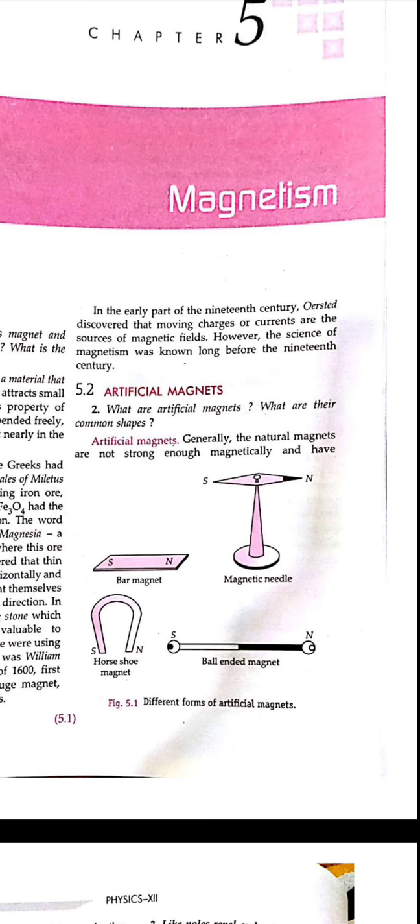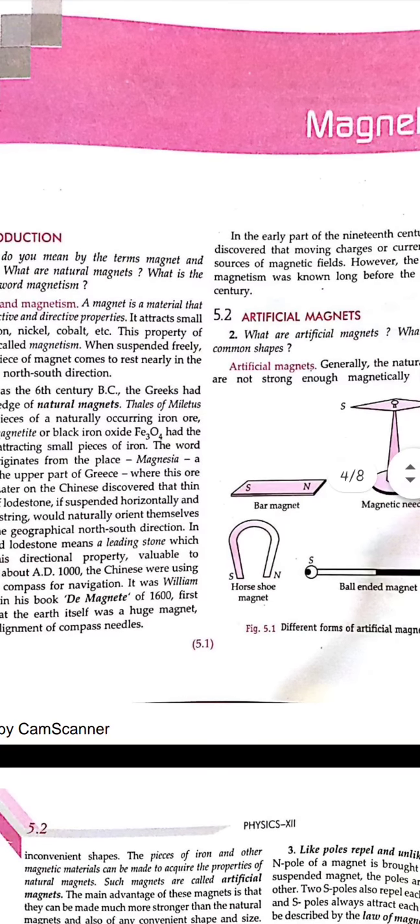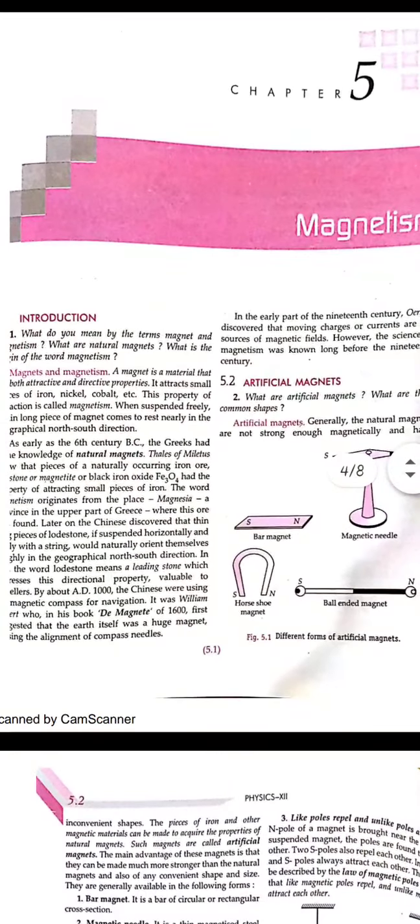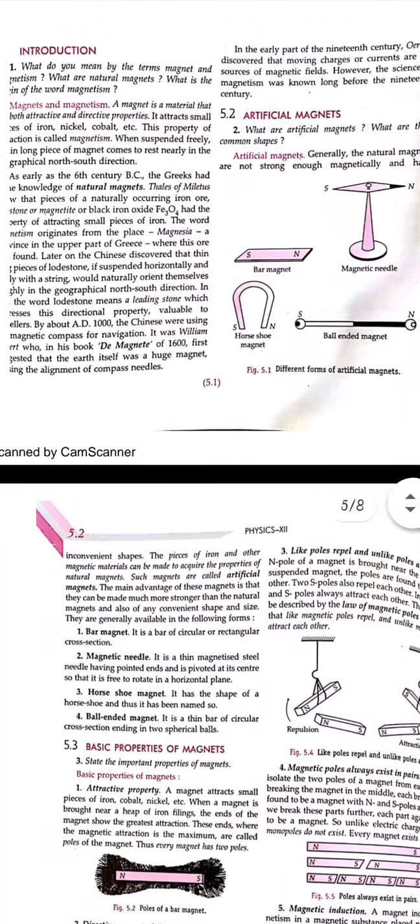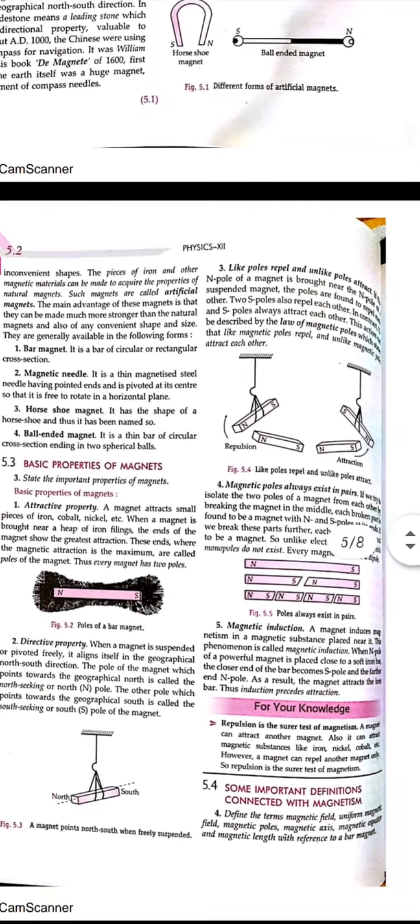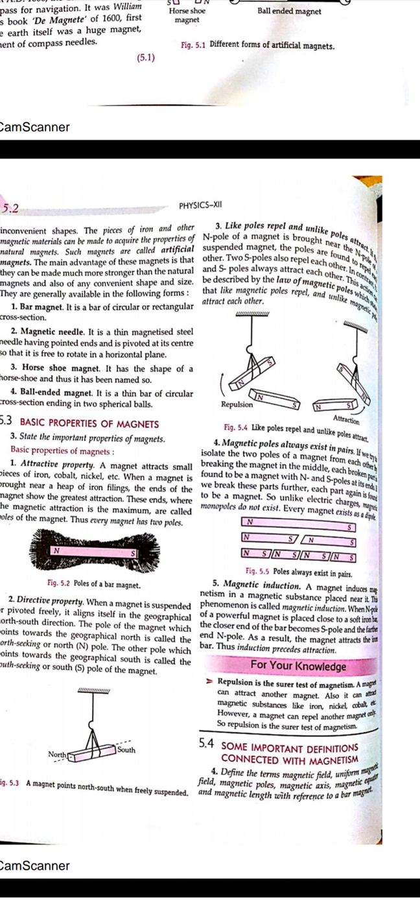We can also say that natural magnets are inconvenient in size and shape, and they are weaker magnetically. They are not as strong as artificial magnets, which are stronger compared to natural magnets. If we talk about the types of magnets, there are the bar magnet, magnetic needle, horseshoe magnet and ball-ended magnet. These were named according to their shapes.